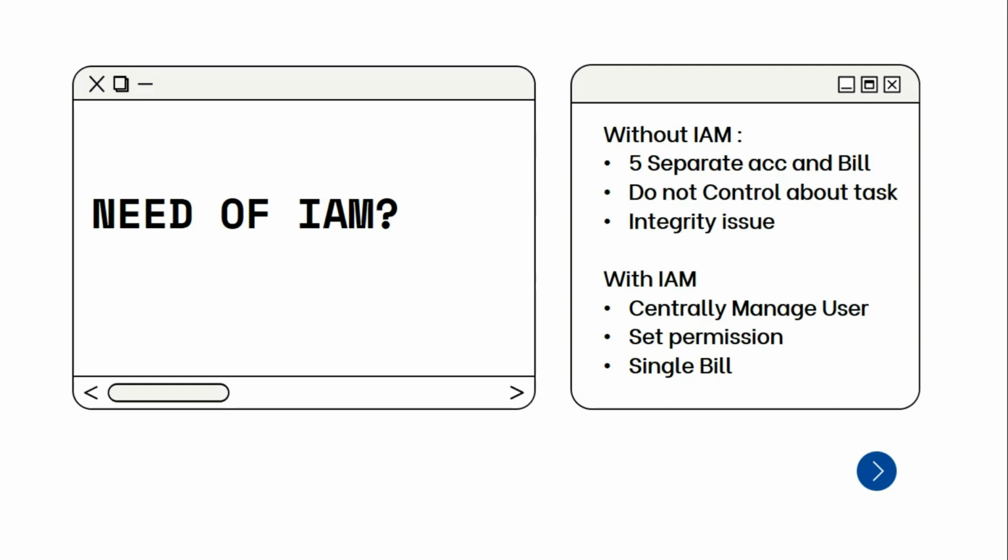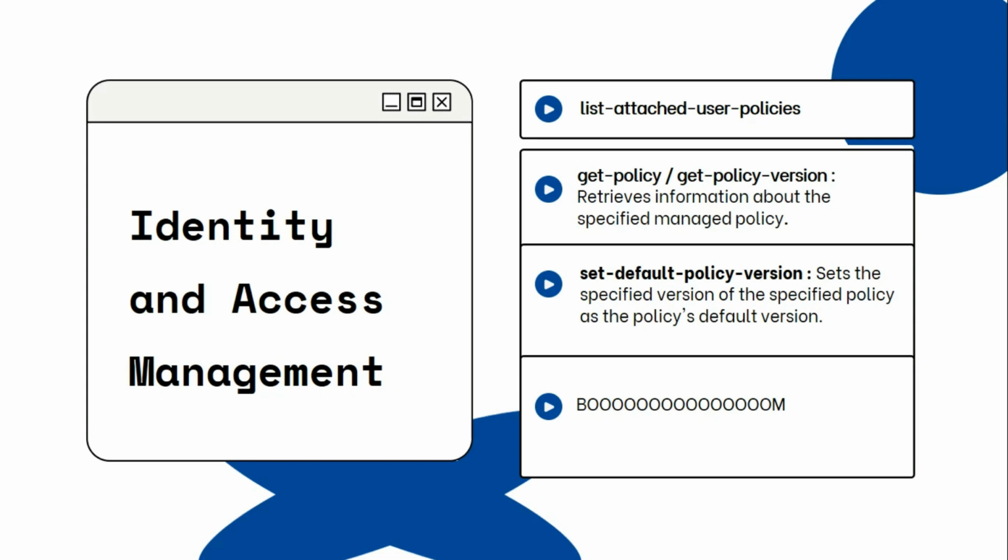These are the functions or commands which we are going to use while performing the attack. Let's understand them one by one. First one is list-attached-user-policies. It lists all the managed policies that are attached to the specified IAM user. Second one is get-policy. It retrieves information about the specified managed policy, including the policy's default version and the total number of IAM users, groups, and roles to which the policy is attached.